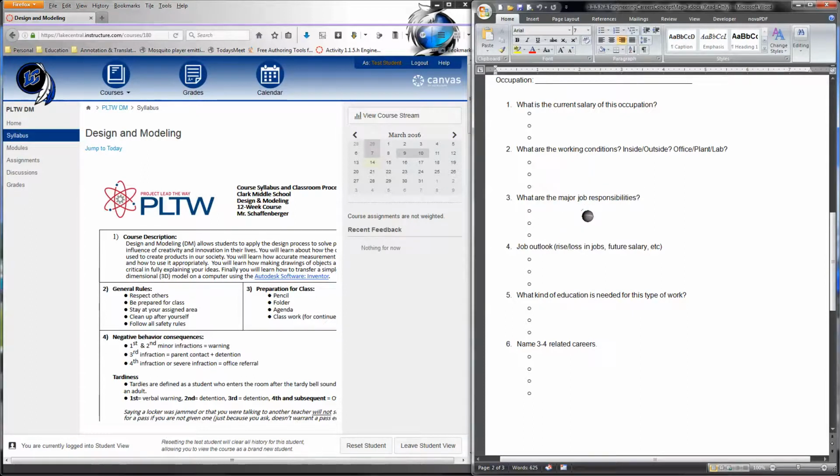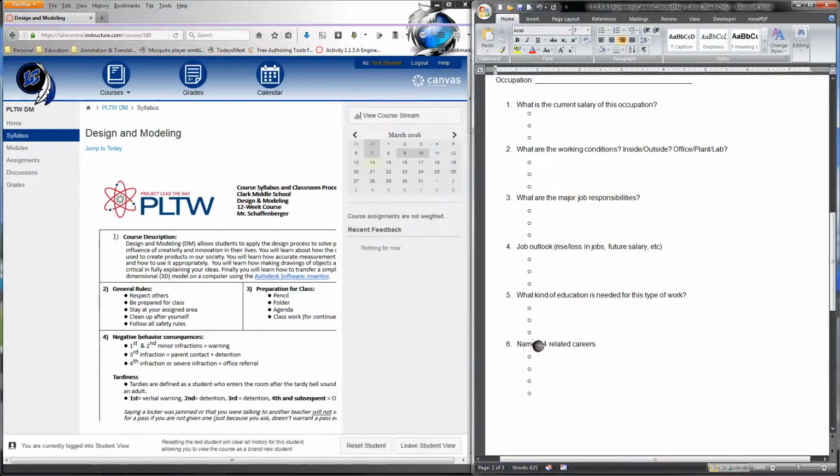What are the major job responsibilities? The job outlook, is there going to be a rise or loss in jobs? What is the future salary? And other things that you can find. What kind of education is needed for this type of work? So what kind of special education, if you need any, like going to a trade school or college, are you going to need? And then name 3 or 4 related careers.